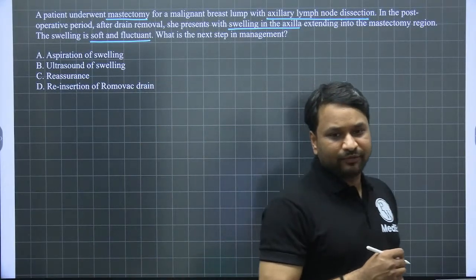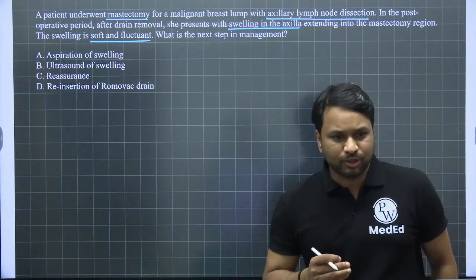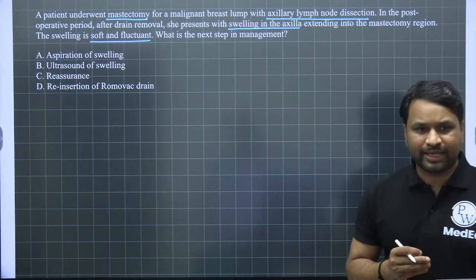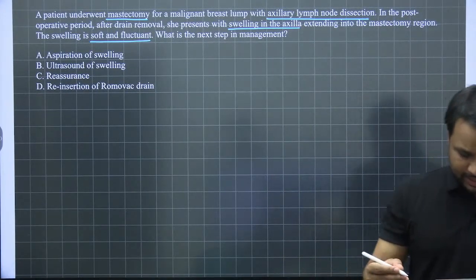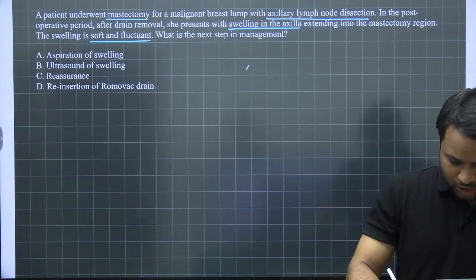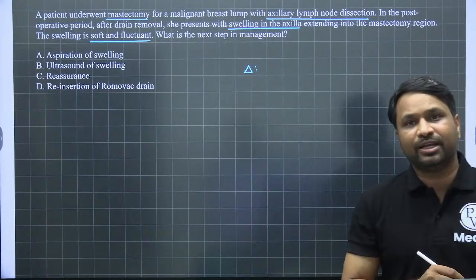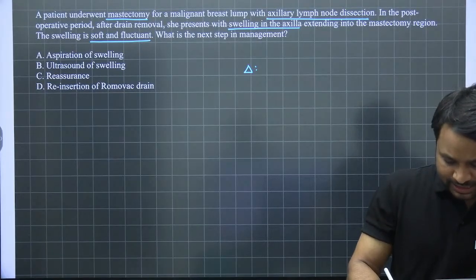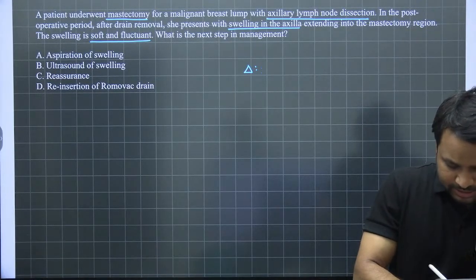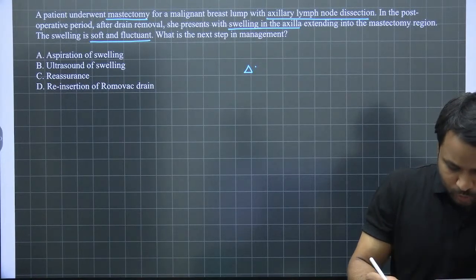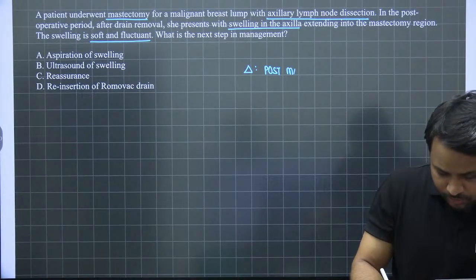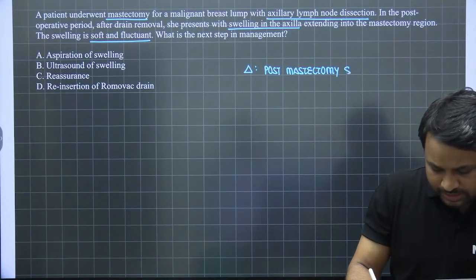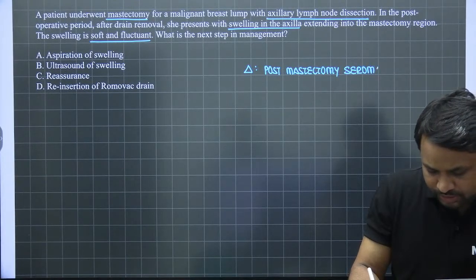Okay, now I have got a few responses. One of you is saying option B. Any more takers? Now, first of all, what is the diagnosis of this case? When you say soft and fluctuant, that means there's a fluid-filled cavity, and a fluid-filled cavity will be seen in seroma formation. So the diagnosis here is post-mastectomy seroma formation, right?